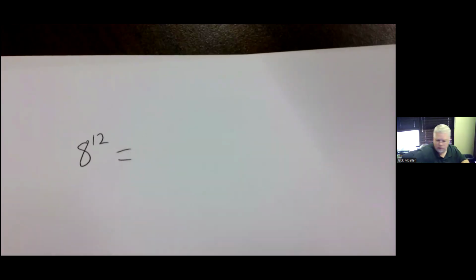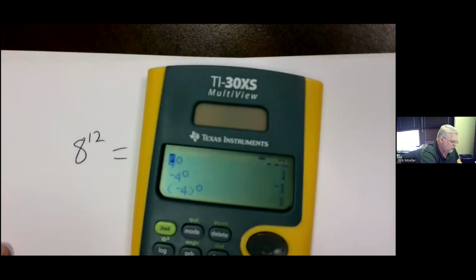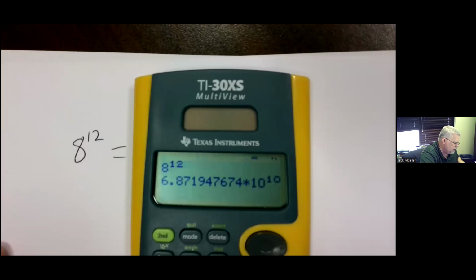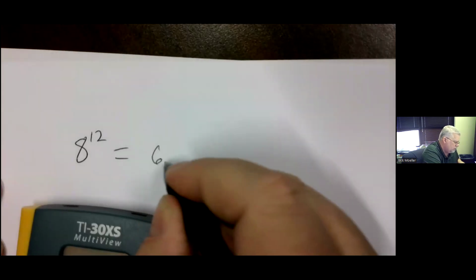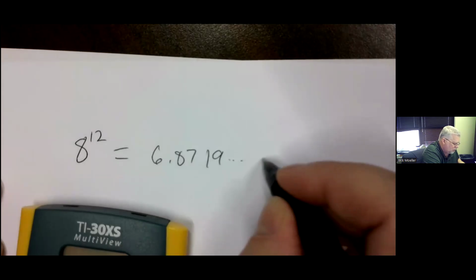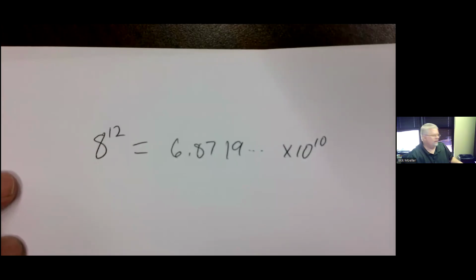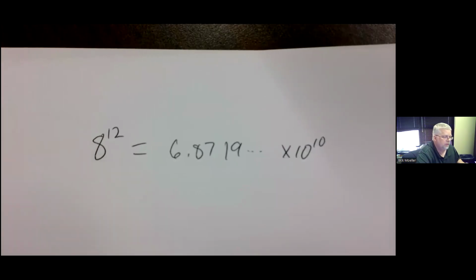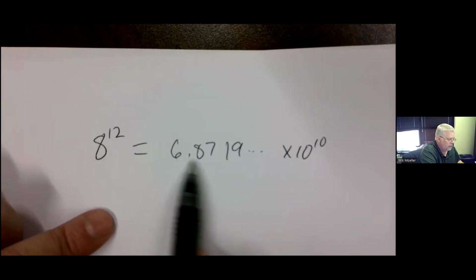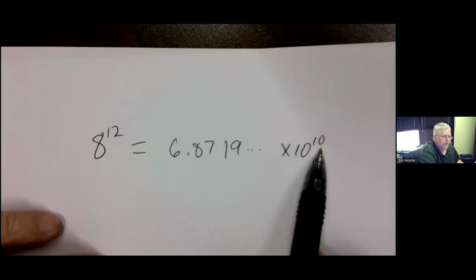And then when you do that in the calculator, I don't remember all the decimals on this one. 8 to the 12th is 6.8719. Don't care about all the decimals, times 10 to the 10th. So this is standard scientific notation. We have one number to the left of the decimal, some decimals here, and then times 10, in this case, to the 10th.